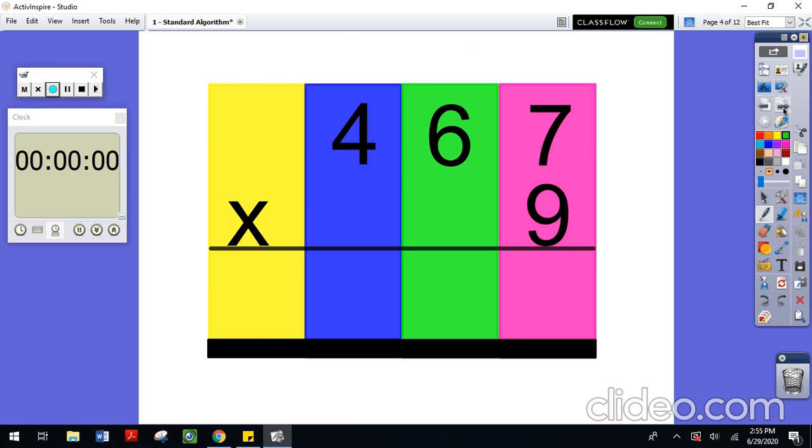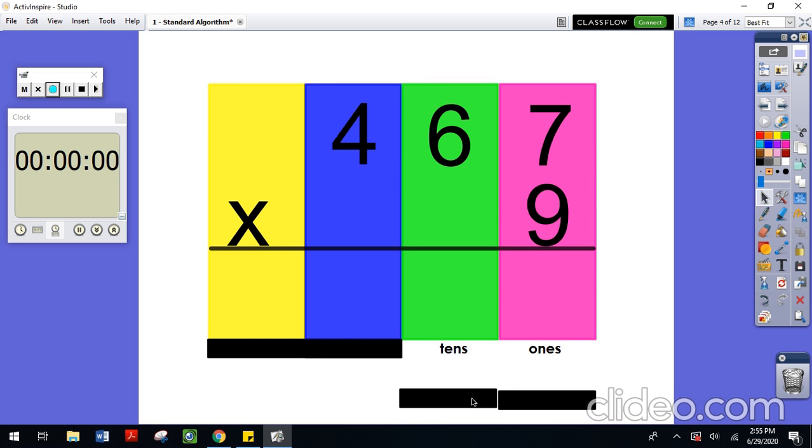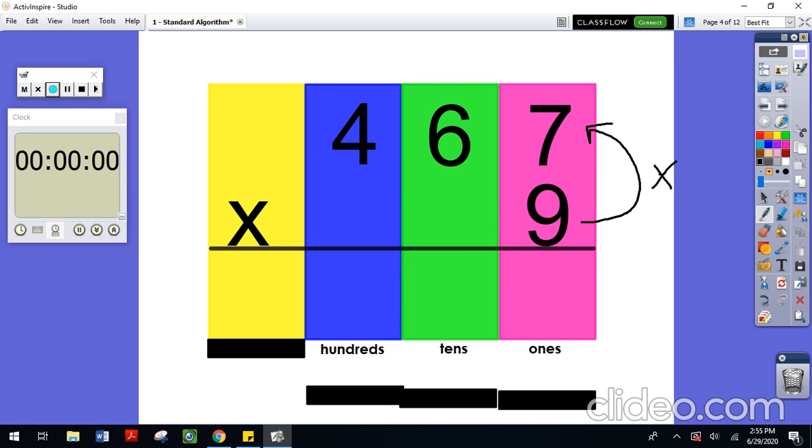If we look at another example, we're going to start by reviewing our place value. The purple represents your ones place. The green represents your tens place. The blue represents your hundreds place. So again, what we're going to do is start in our ones place, and we're going to do 9 times 7. 9 times 7 gives me 63. The 3 goes on the bottom. The 6 goes on the top.